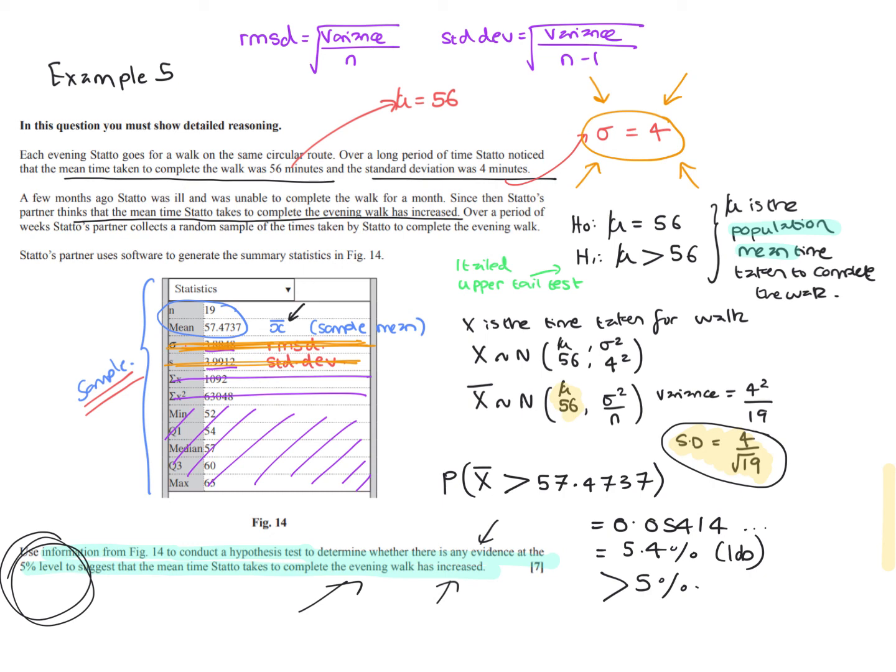So when you're writing your 3 bullet points at the end, those are the 3 things that you need to focus on. We do not have a significant result. We do not have sufficient evidence to reject H0. We do not have evidence to suggest that the mean time taken to complete the walk has increased. So those are your 3 bullet points to jot down at the end as you form your conclusion. So really crucial that we do this comparison here and that we then form our 3-point conclusion after that.